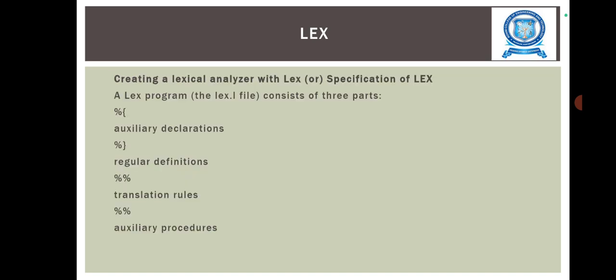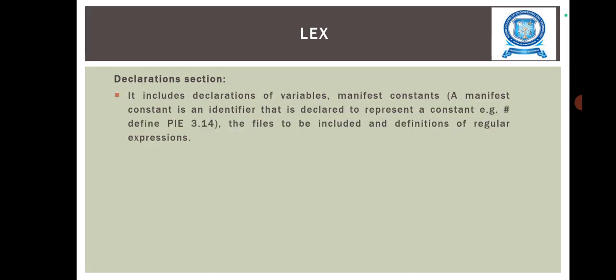Creating a lexical analyzer with Lex, or the specification of Lex. It consists of three parts: auxiliary declarations, regular definitions, and translation rules. First, we are going to see the declaration section. It includes declaration of variables, manifest constants. That means a manifest constant is an identifier that is declared to represent a constant, for example, #define PI 3.14. The files to be included and definitions of regular expressions.